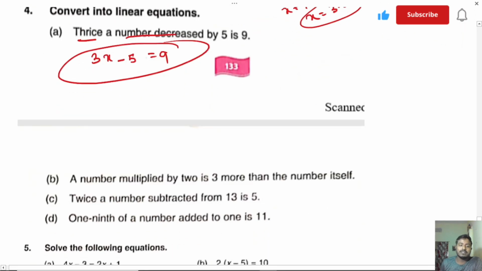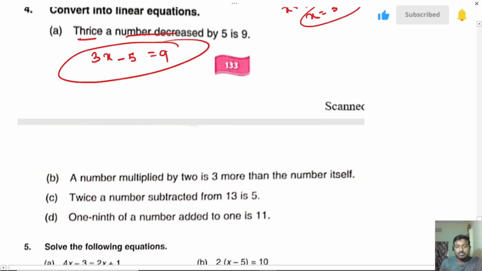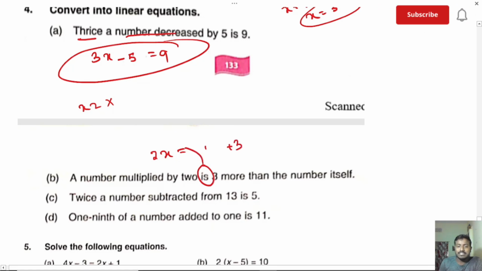Understand? Next. A number multiplied by 2. Suppose the number we take as x, you can also take y. So multiplied by 2, that is 2x. We write the number first, then the variable. Okay, so 2x equal to, because it says equal to, then 3 more than, so plus 3, itself meaning a number, we take x. So the answer is 2x equal to x plus 3. Next, 2 less means 2, a number that is x subtracted from 13, so first write 13 minus 2x is equal to 5.